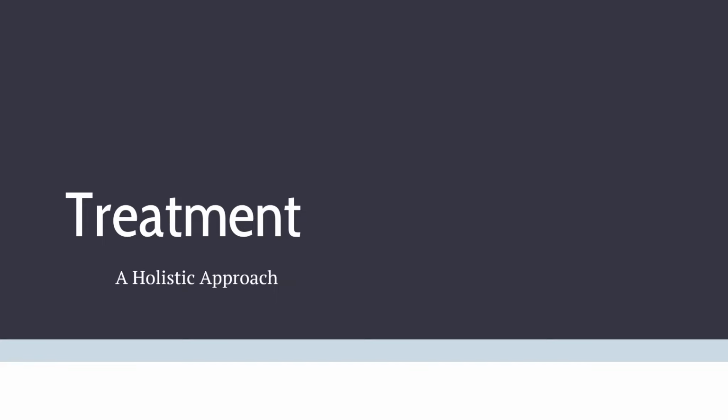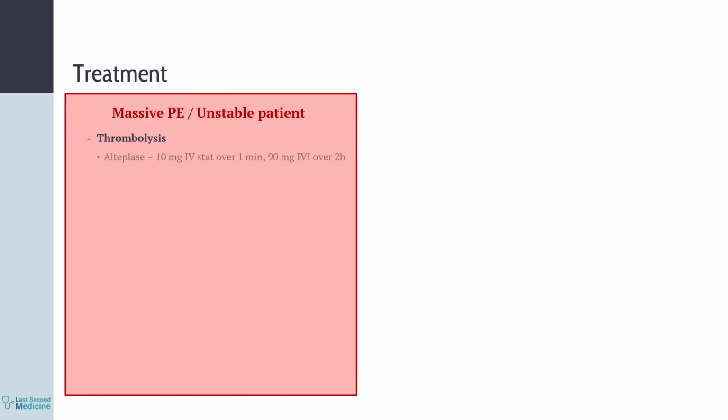Treatment. If the patient is hemodynamically unstable, thrombolyze for massive PE. Give injection alteplase 10 mg IV over 1 minute stat, followed by 90 mg IV infusion over 2 hours. Surgical pulmonary embolectomy may be considered in selected cases, but it carries a high mortality.